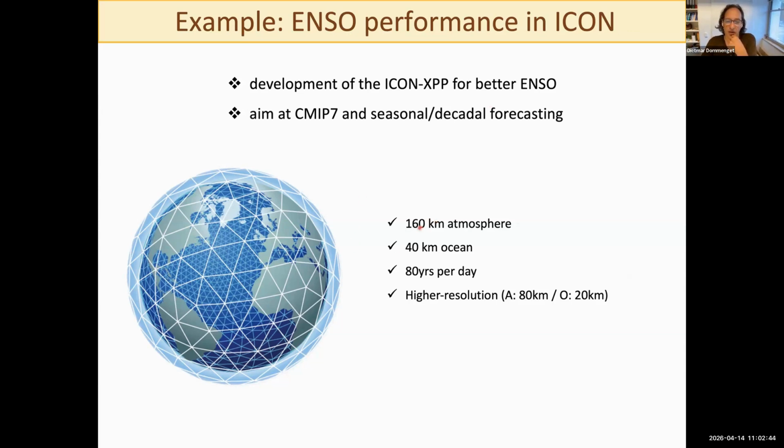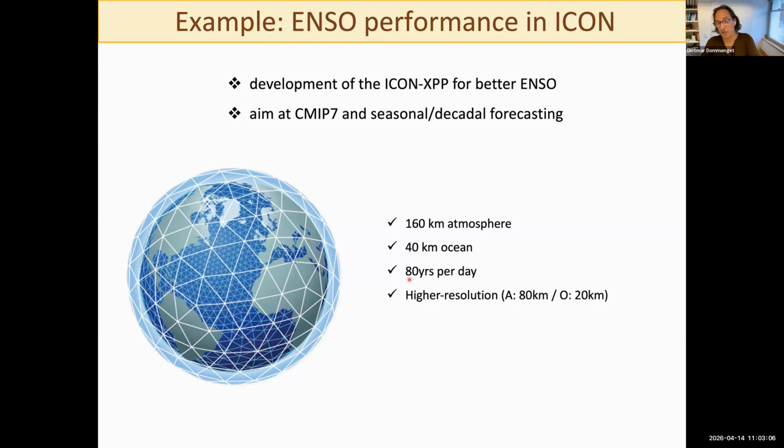So this model that I'm talking about has 160 kilometers atmosphere and 40 kilometers ocean resolution. It is this kind of irregular grid. You see these little triangles in the oceans. So they are just indicating what it looks like. So there's higher resolution at some points, like here in the North Atlantic, and then lower resolution in the South Atlantic. So the grid is irregular.